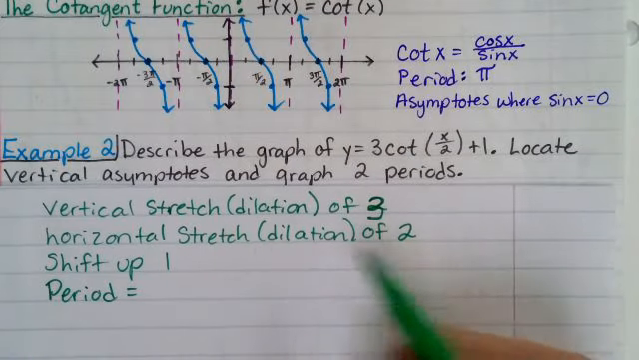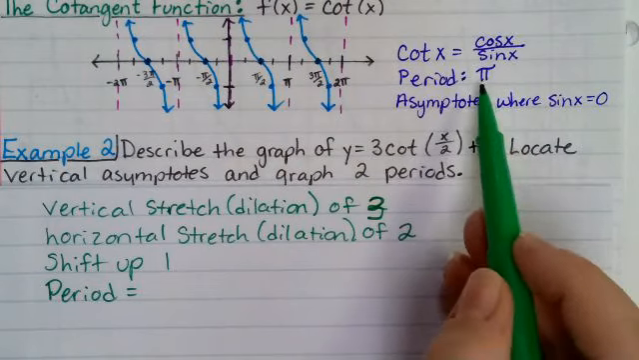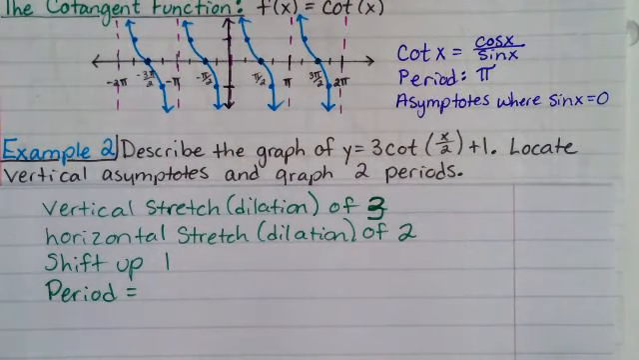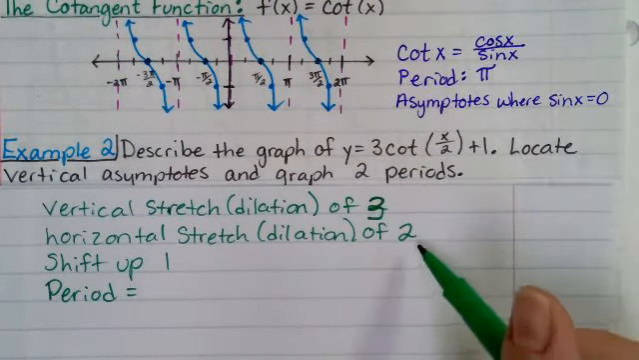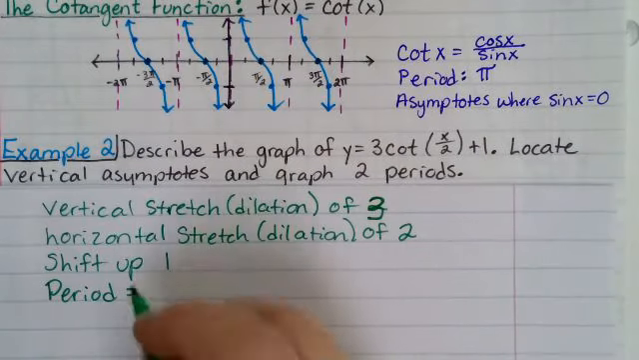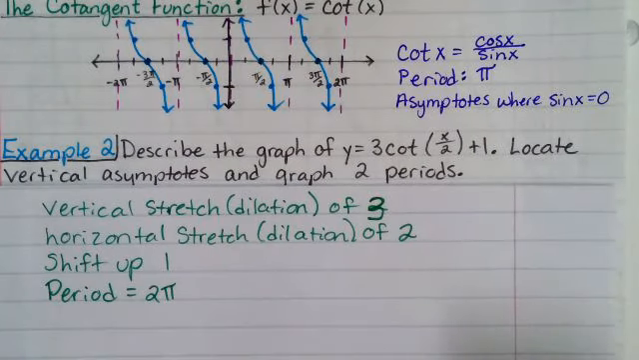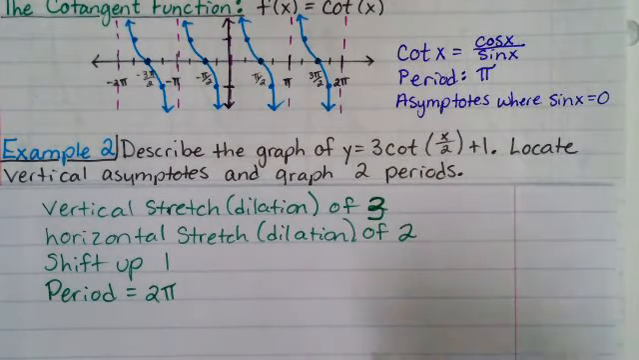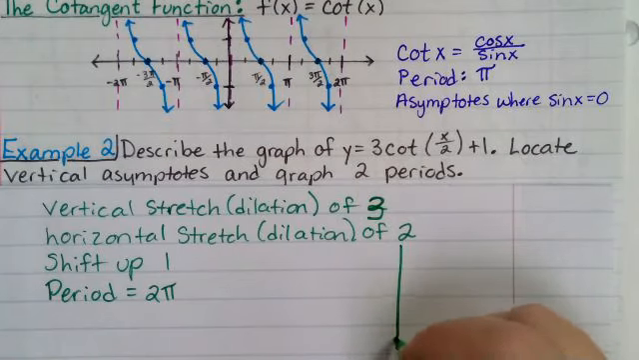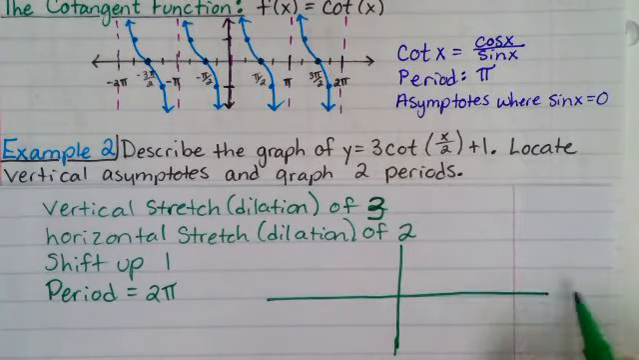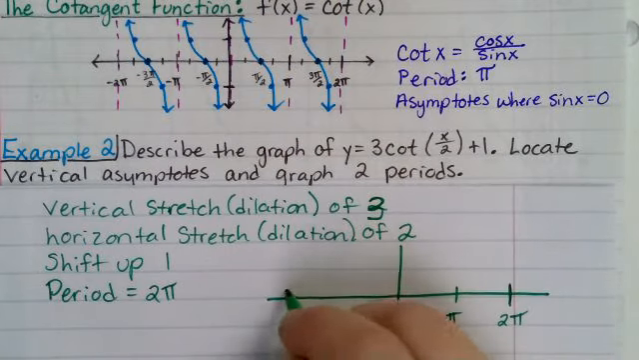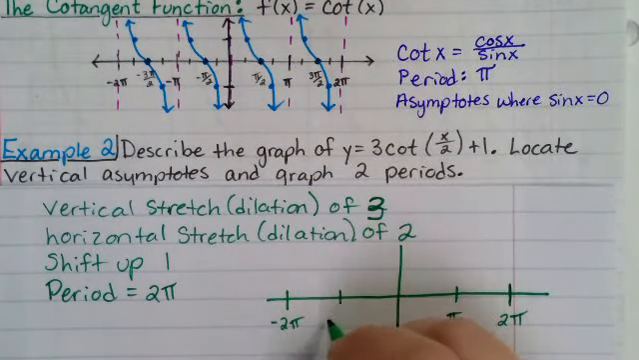If it's had a horizontal stretch dilation of 2, my period is not going to be pi anymore. You're going to take that period and multiply it by that horizontal dilation factor. So instead of pi, it'll be 2 times pi, which is just 2 pi. So it's going to take longer to get through. That's why they're only wanting 2 periods worth, because that horizontal distance is going to be larger. Okay, so let's make this be like 2 pi over here. This would be pi. Let's make this negative 2 pi, negative pi.